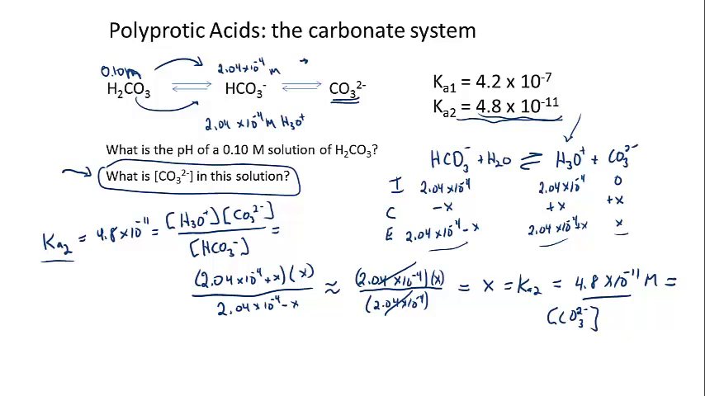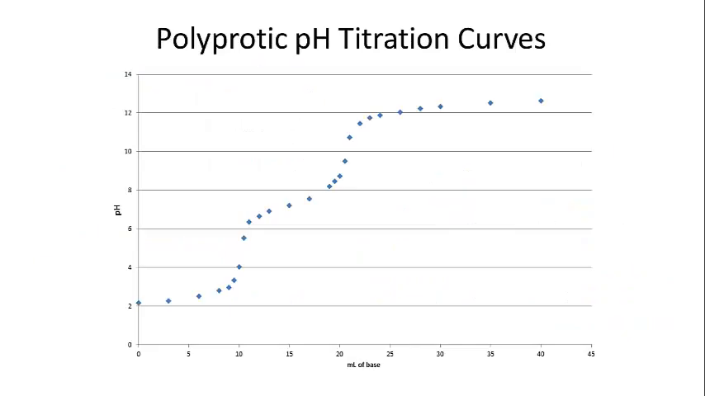Okay, now the next thing we're going to do is look at a titration curve for a polyprotic acid. I think this one is for oxalic acid.